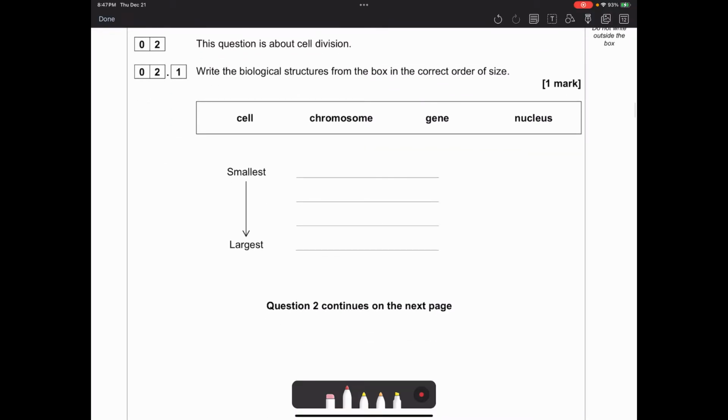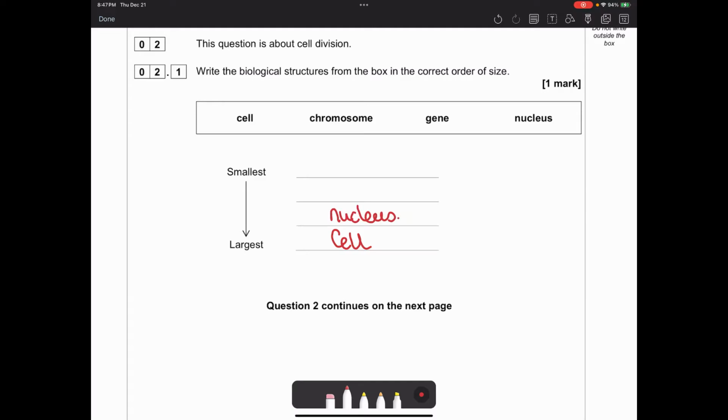Question number 2 then. This question is about cell division. Write the biological structures in the box in the correct order of size. So we've got cell, chromosome, gene and nucleus. Well, hopefully we know that the biggest one would be the cell, and then the nucleus is inside the cell.